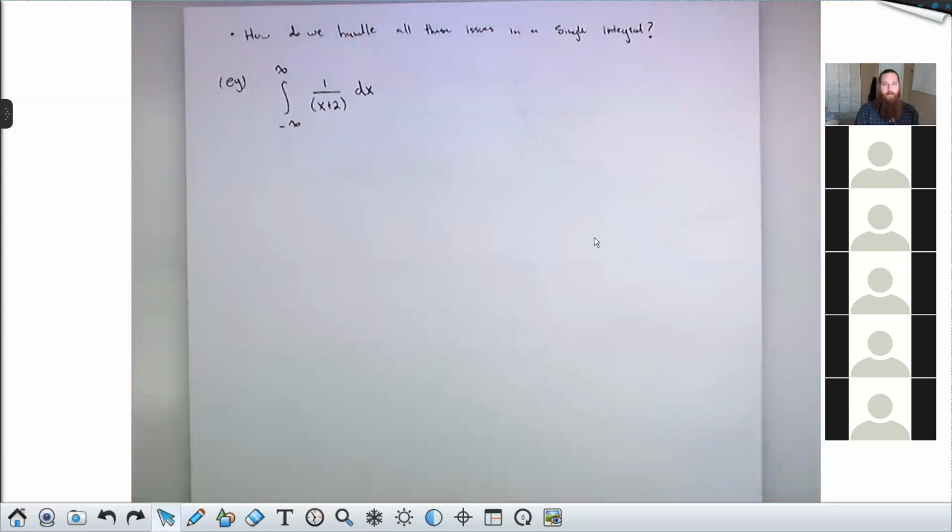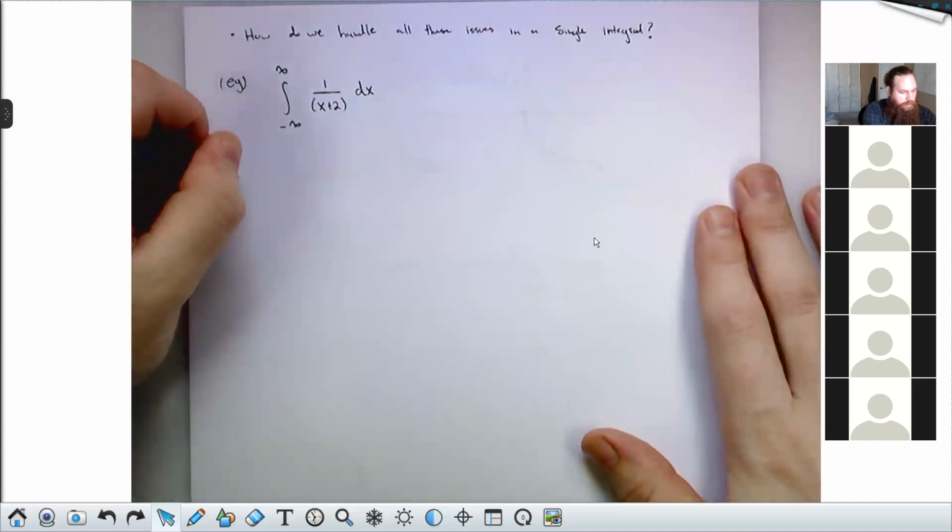First, it is a bilateral integral. It goes from -infinity to infinity. So that means I need to split up and use 2 different limits. Also, the function 1 over x plus 2 has an infinite discontinuity at x equals -2. So that requires splitting up and 2 limits. So you're going to need 4 limits here altogether, 4 separate integrals, each with their own limit.